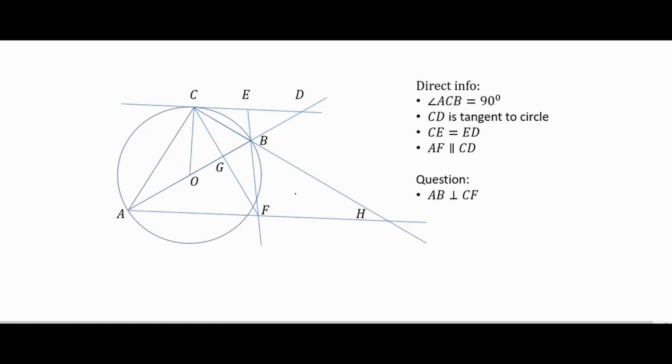The first dot point says angle ACB is 90 degrees, followed by line CD is actually a tangent line to the circle at point C. Then CE equals ED and line AF is parallel to CD. The last dot point is the question we need to solve, which is AB perpendicular to CF.